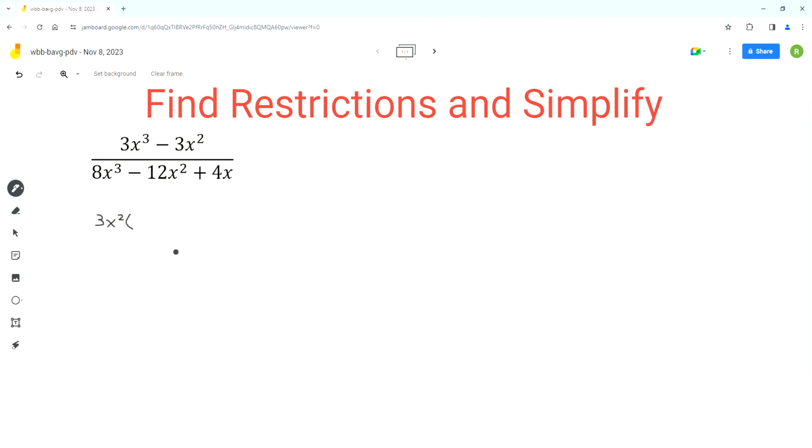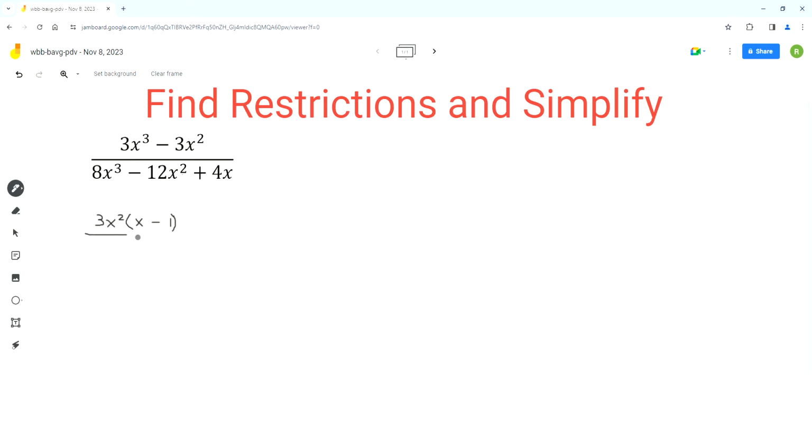Now we can write in parentheses what's left over. So from 3x cubed, if we factor out the 3x squared, we are left with just x, because 3x cubed divided by 3x squared is just x. And now in the next term, when we factor out 3x squared from 3x squared, we are left with just 1. So that's the second term in the parentheses. So we are done factoring in the numerator.